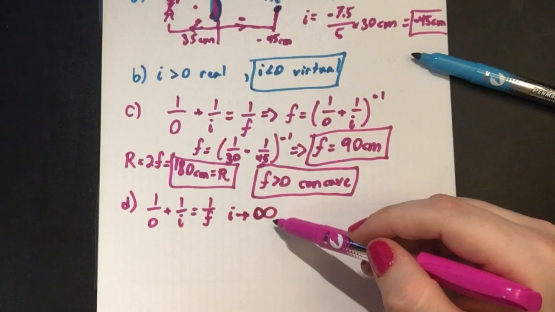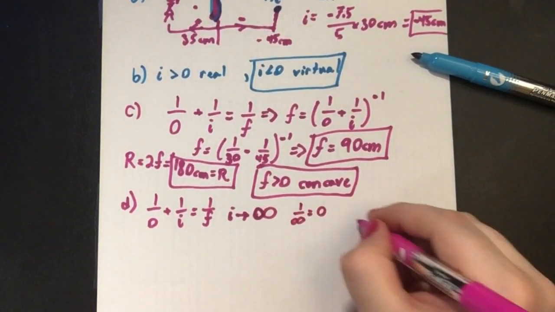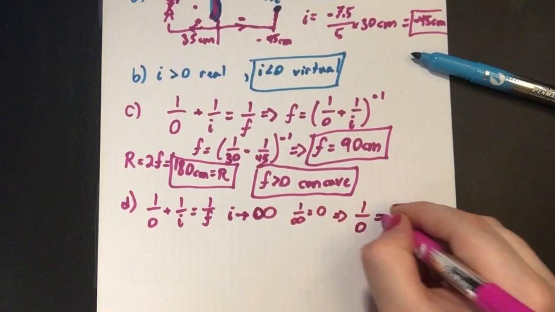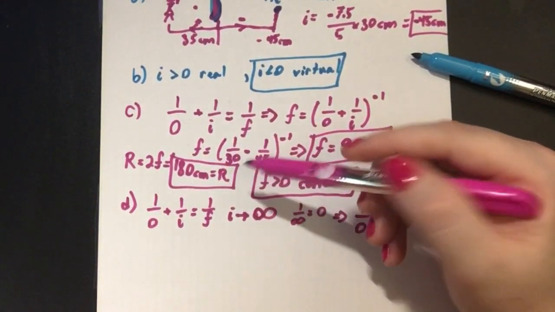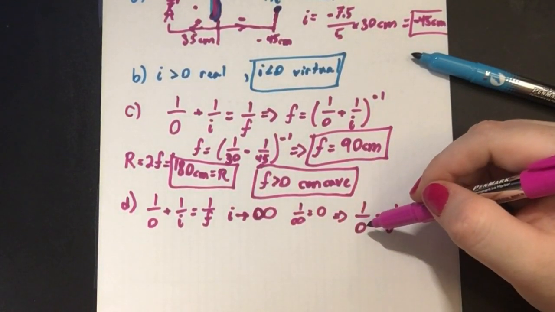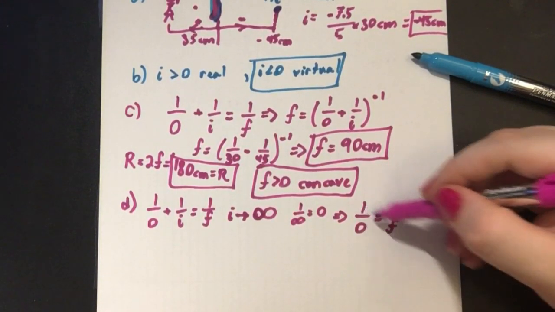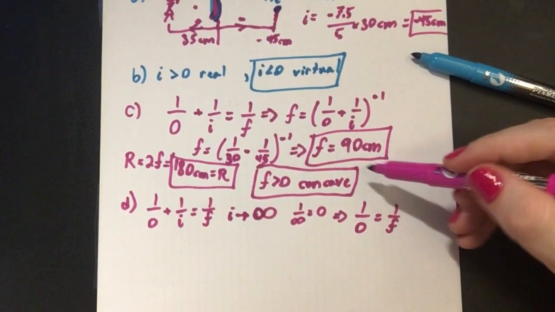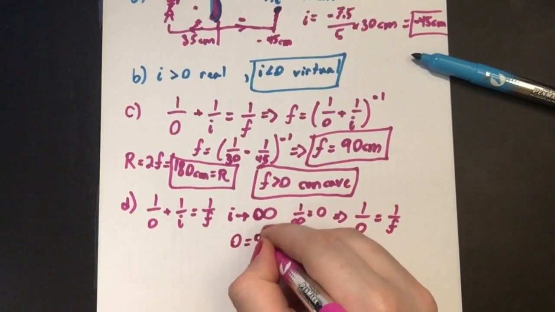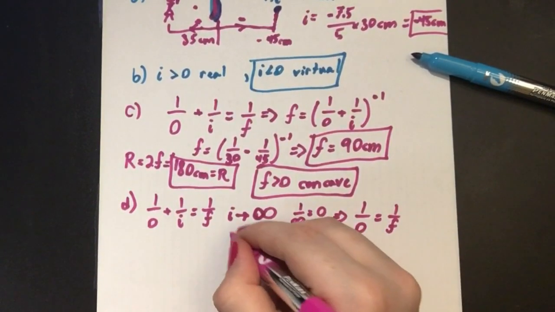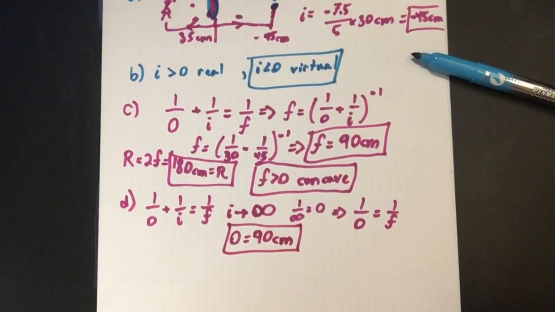So as the image goes to infinity, 1 over infinity is 0. So what we get is 1 over the object equals 1 over the focal length. We know the mirror's focal length isn't going to change. What we're changing is how far away the object is from the mirror. And since we know the focal length is 90 centimeters from part C, the object must be at 90 centimeters. So our object must be at 90 centimeters.